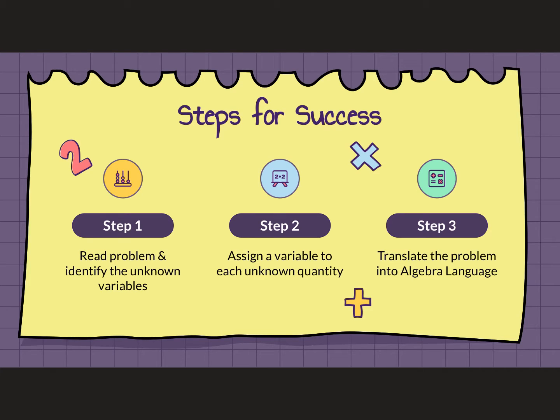We're definitely going to want to read, because word problems usually go better when we read a little bit. As we're reading this problem, we're going to want to identify any variables that there might be. Because we're in Algebra 1, there are usually going to be 2 variables. We're going to assign those variables to an unknown quantity, and we're going to use x and y because we don't know what those numbers are. And then we're going to translate it to the algebra language. So let's do some practice problems.